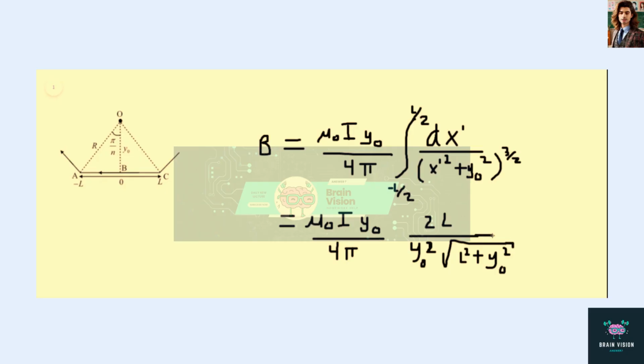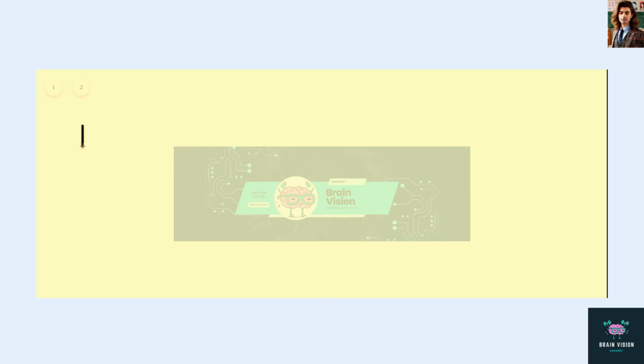So we can do a little bit of simplifying here. This y naught squared term is going to cancel with that y naught value there. This 2 can cancel with this 4 to simplify that down to a 2. And so what we end up with, I'll write it on the next page, is that the B for the finite straight wire is equal to mu naught times I times L divided by 2 pi y naught, and then this all gets multiplied by 1 over the square root of L squared plus y naught squared.